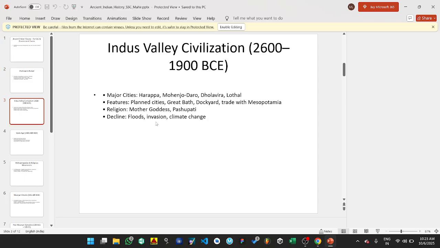So now comes the third slide, which is the Indus Valley Civilization. Now comes the world famous Indus Valley Civilization, also called the Harappan Civilization. Cities like Harappa, Mohenjo-Daro, and Dholavira had advanced planning, straight roads, drainage, and brick houses. Lothal had a dockyard, showing trade links with Mesopotamia. They worshipped the Mother Goddess and Pashupati, an early form of Shiva. Around 1900 BCE, floods, climate change, or invasion led to decline. Here, Mesopotamia is today's Iraq.